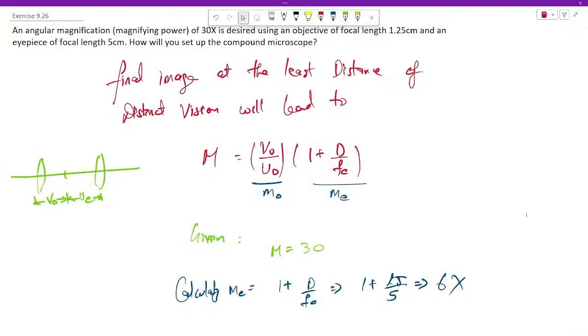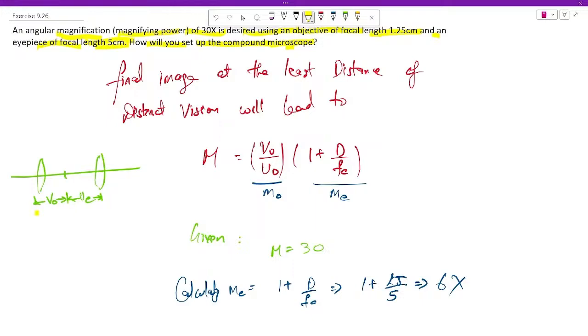The question says that an angular magnification, or magnifying power, of 30x is desired using an objective of focal length 1.25 cm and an eyepiece of focal length 5 cm. How will you set up the compound microscope? So basically it is asking what would be the length of this microscope if we have an objective of focal length 1.25 cm and an eyepiece of focal length 5 cm.